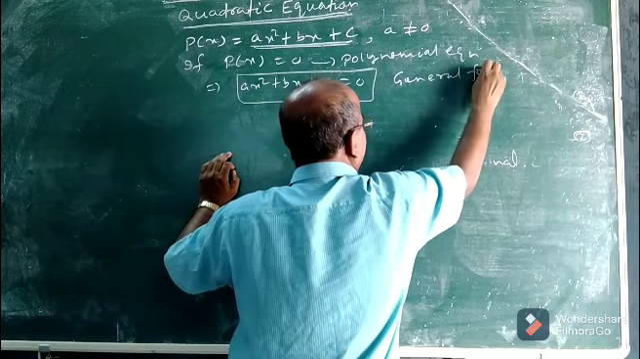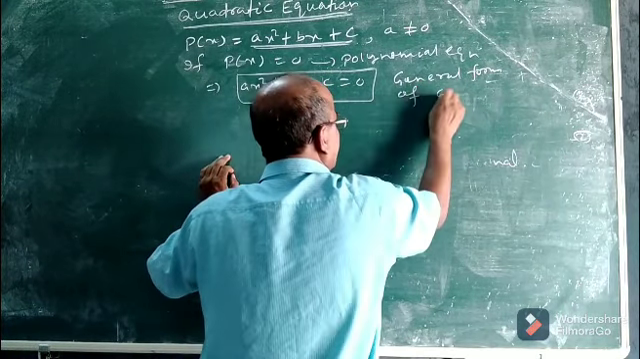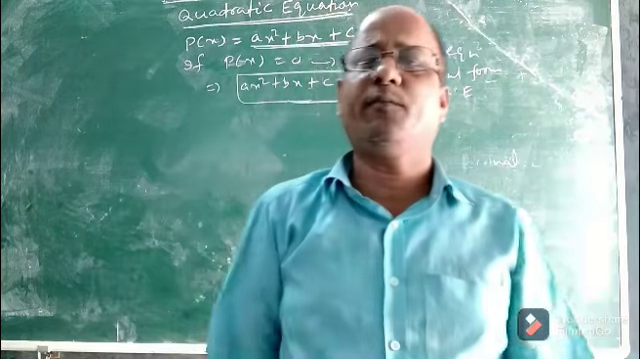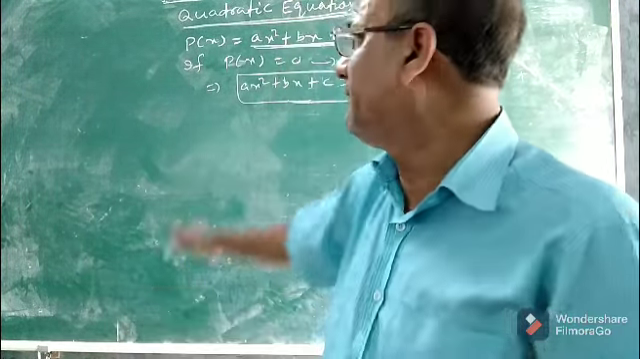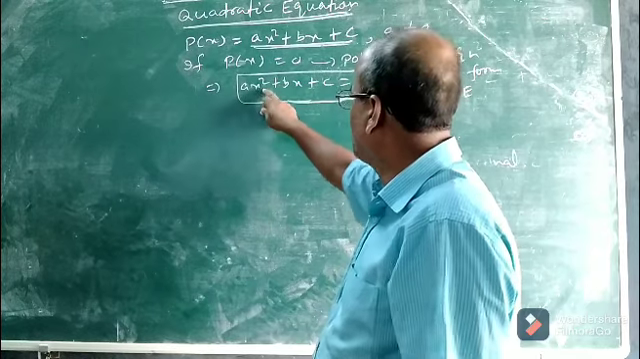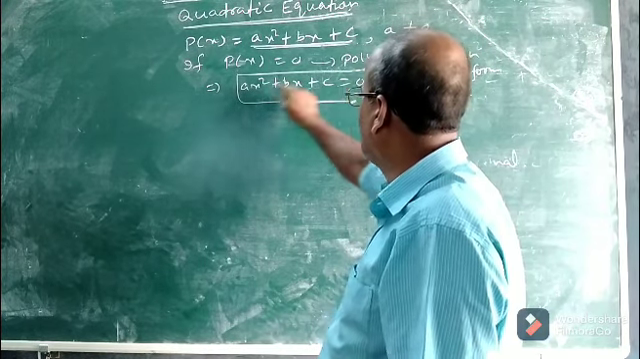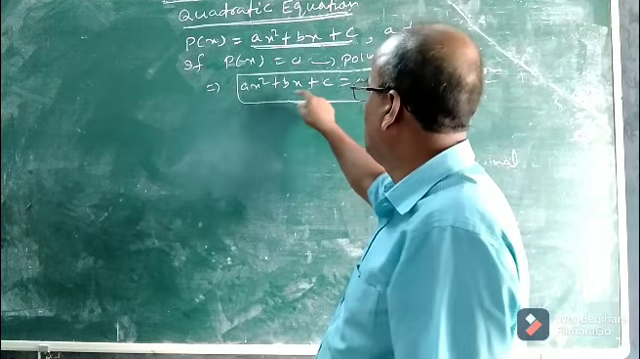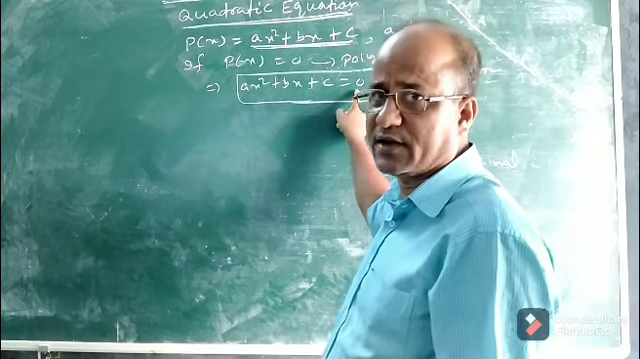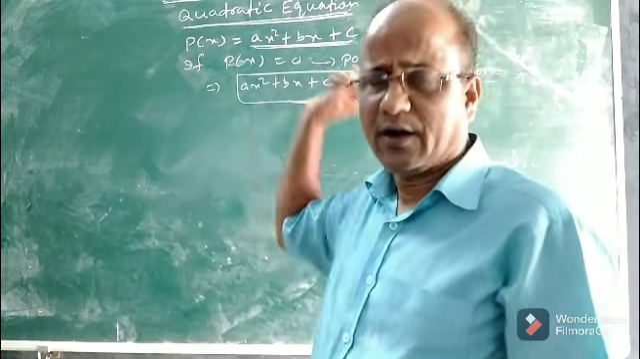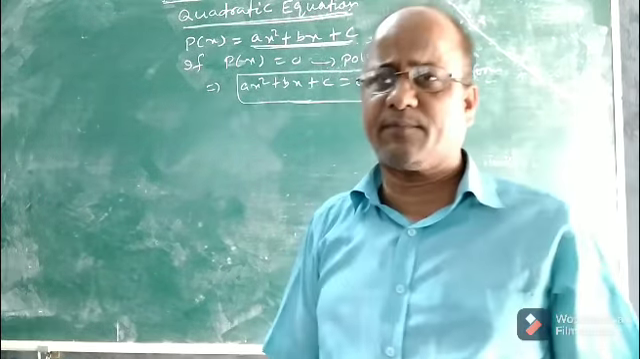This is the general form of any quadratic equation in variable x: ax square plus bx plus c equal to 0. When we omit the equal to 0, it only becomes the polynomial. But when it is equal to 0 or some constant, it is called a polynomial equation, known as your quadratic equation.